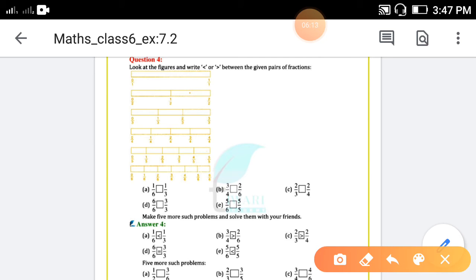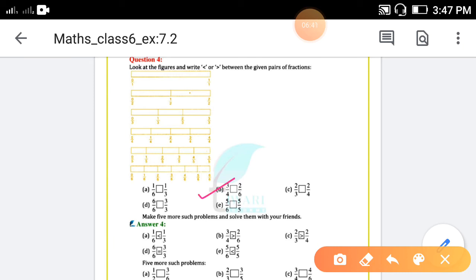Now, as we follow the question, it means we are looking at the figure and then giving the answer. It's clear that this portion, 0 to 1 by 3, is greater than this portion, 1 by 6. Understood? It means 1 by 3 is greater than 1 by 6, or we can say 1 by 6 is smaller than 1 by 3.